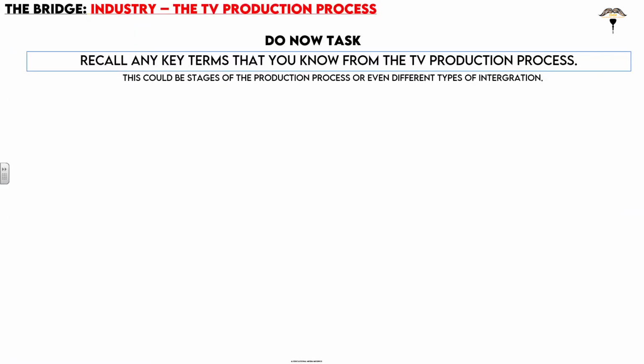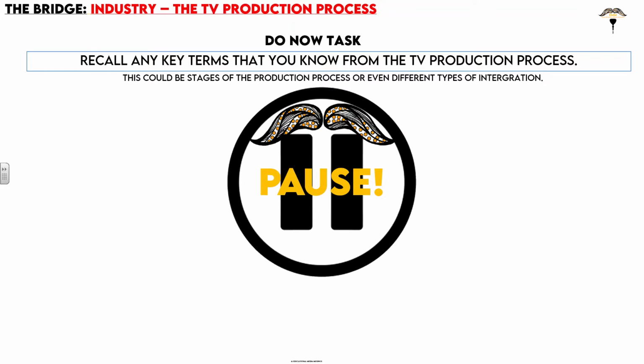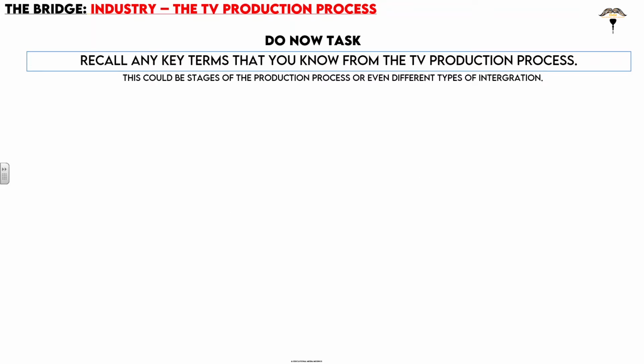Okay, ladies and gentlemen, so the first thing that you want to do is to review your knowledge of the production process. This could be anything to do with stages of production or integration in any way. And just think of any particular key term that comes into your head that you may have gone through. Give yourself a couple of minutes, pause this video, and then we can move on afterwards. Okay, so let's check this out.